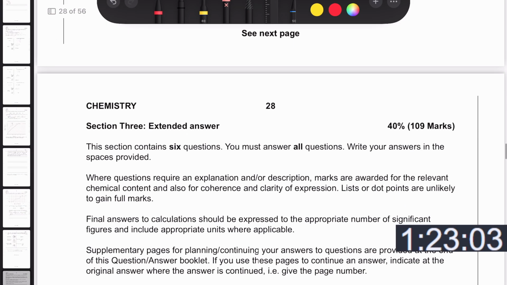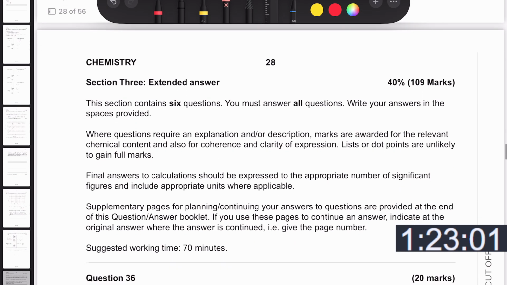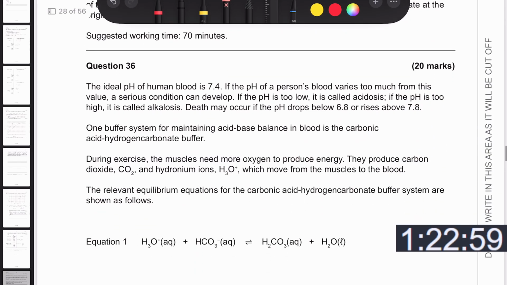End of section 2. Okay, I have the extended answer, 109 marks to get through. The ideal pH of human blood is 7.4. If the pH of a person's blood varies too much from this value, a serious condition can develop. If pH is too low, it is called acidosis. If pH is too high, it's called alkalosis. Death may occur. Jesus Christ, okay.